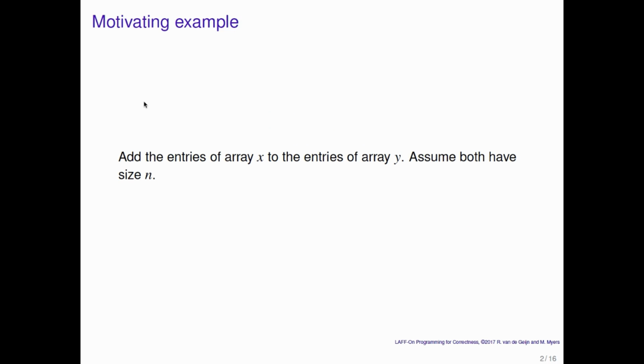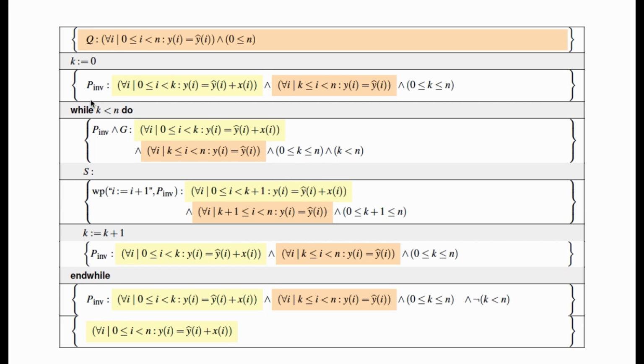The example that we're going to use adds the entries of array X to the entries of array Y, and we'll assume that both of these arrays have size n. And this will lead to a while loop, and how to systematically derive this while loop will be the topic of a later unit. And what we're now going to do is focus on the highlighted section here.